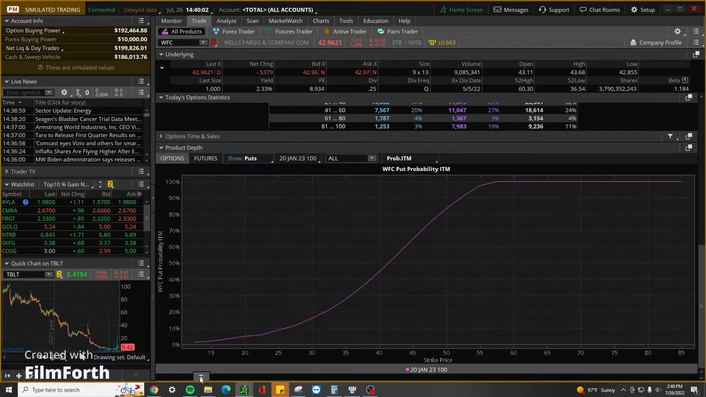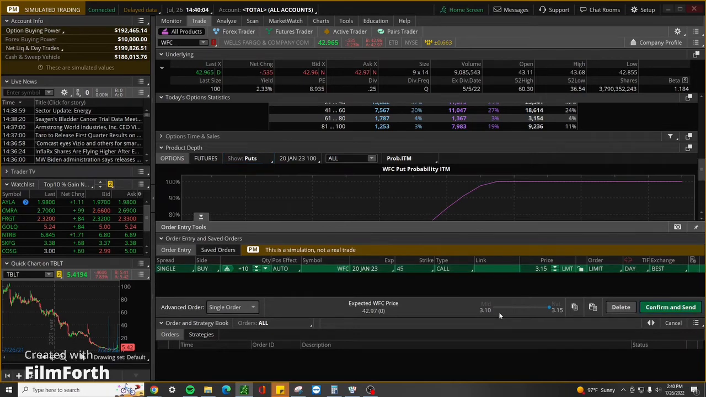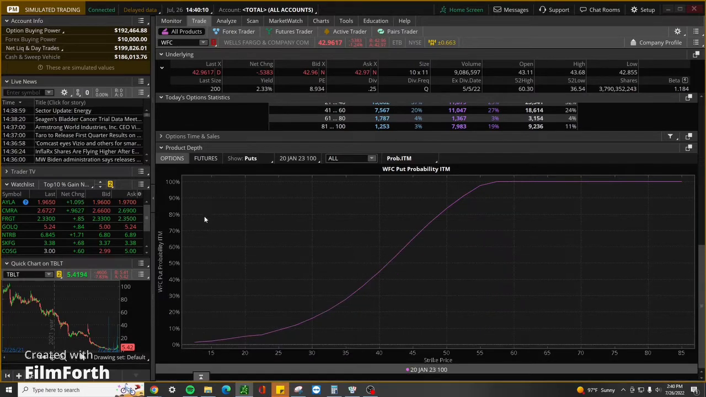Of course, at the bottom, you have the order entry tool. We already went over that, so just look at the previous videos if you wanted to look at the order entry tool functionality. But that's pretty much it on the options products.